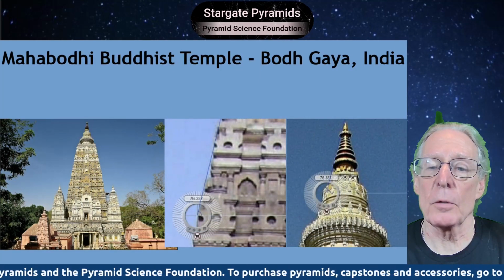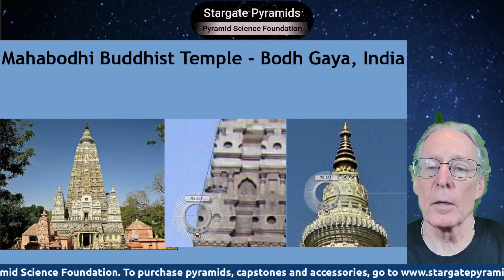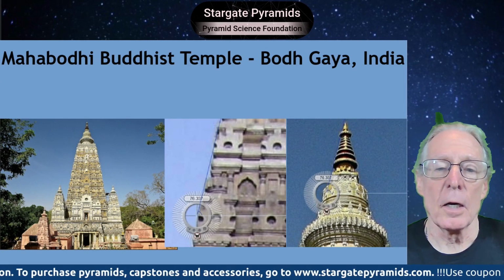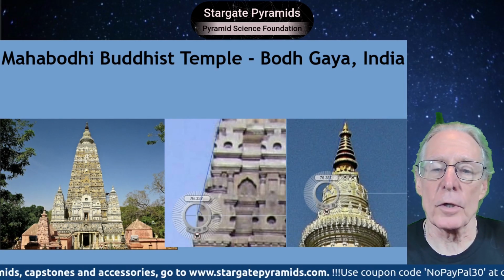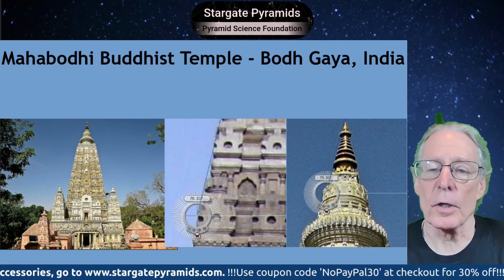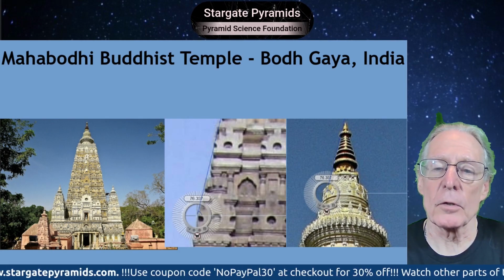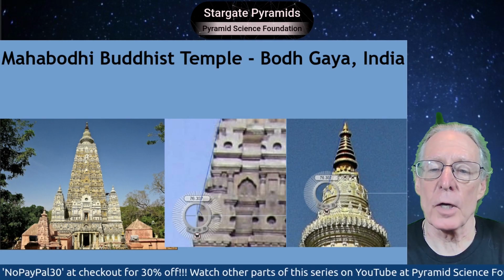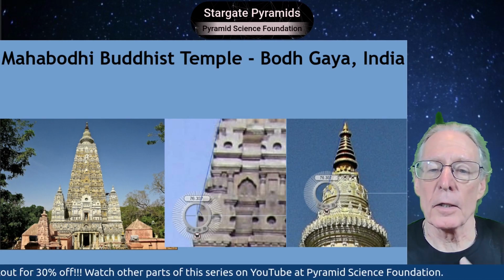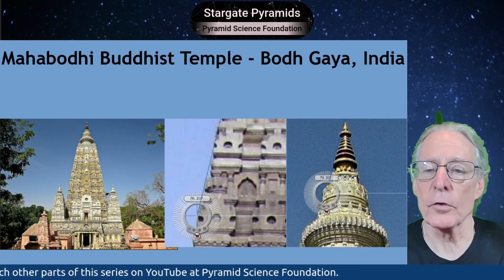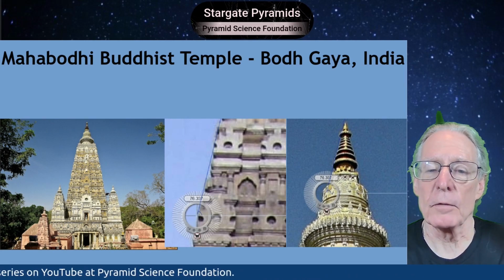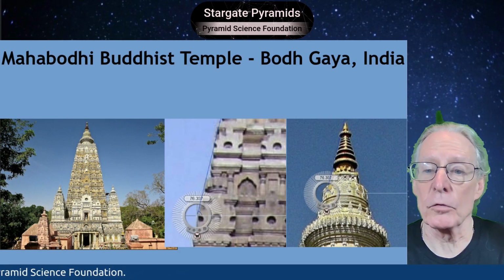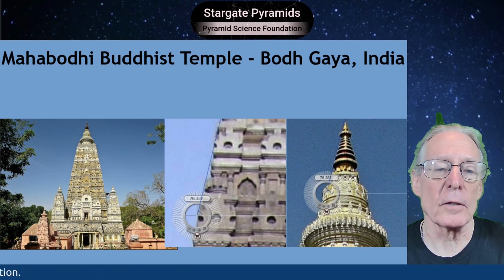This is the Mahabodhi Buddhist temple in Bodh Gaya, India. For those of you who have heard of the Bodhi tree, this is where it comes from. This particular temple shows the 76-345 geometry, not only in its slant angle at the base, but also in what I believe is the energetic transmitter receiver that's located at the top.